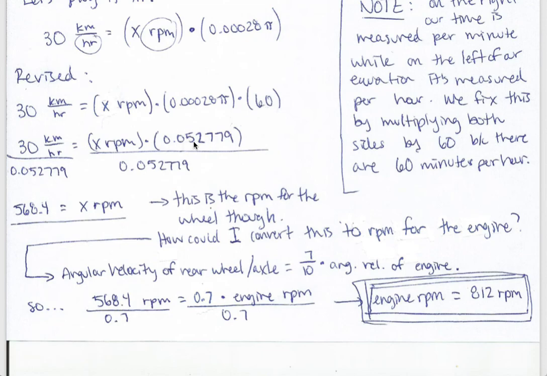From here, we're just solving for x, and so I multiply 0.00028 pi times 60, and that gives me 0.052779. I'm trying to isolate the x, so I'm going to divide both sides by that decimal. And so when you do 30 divided by 0.052779, we're left with just x RPMs on the right side, and we've got 568.4. So this is the RPMs for the wheel. I want you to remember that. We calculated the RPMs for the wheel because this circumference is the circumference of the rear wheel.